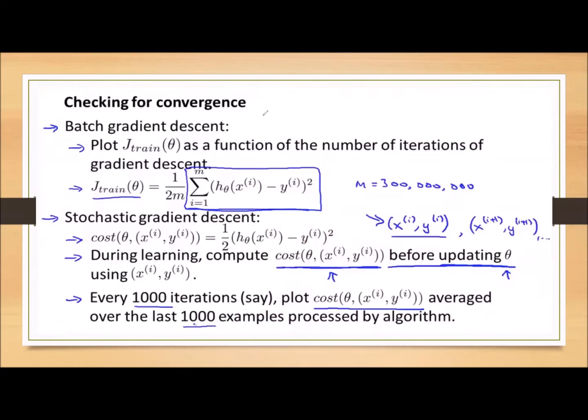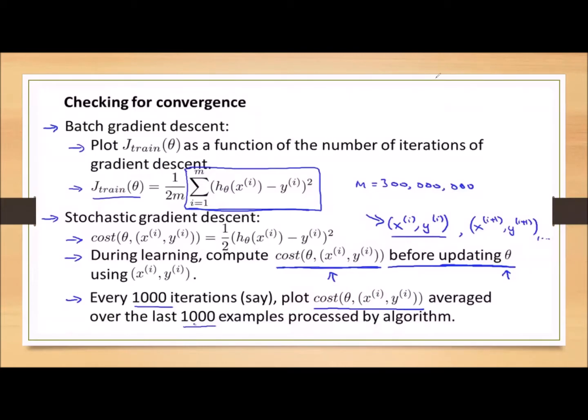As we have already discussed, the main problem in stochastic gradient descent is convergence. It may converge sometimes, but it may not converge all the time. So now we have to check whether it is converging or not. In batch gradient descent, for checking convergence, if you remember, we considered the number of iterations on the x-axis and the cost function on the y-axis. If our curve is decrementing, then our learning algorithm is working properly to find the predicted values.